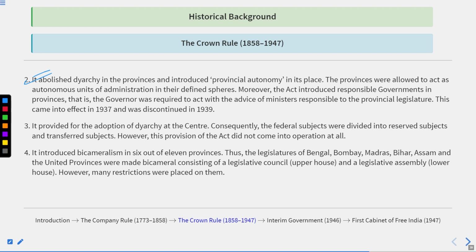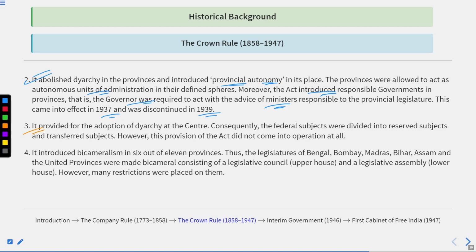It abolished the diarchy in the provinces and introduced provincial autonomy in its place. It means that the system of transferred and reserved subjects was removed and provincial autonomy was granted. The provinces were allowed to act as autonomous units of administration. The Act introduced responsible government in the provinces, and the governor was required to act with the advice of ministers, not on the indications of the Viceroy. This Act came into force in 1937 and was discontinued in 1939.